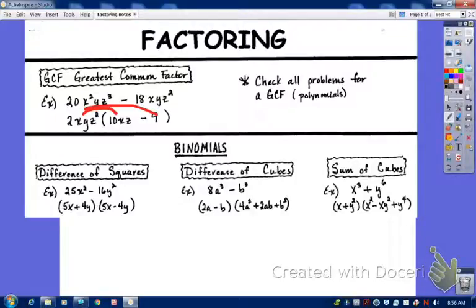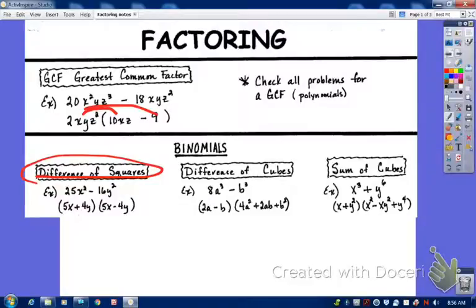Okay, GCF, and we'll look at some problems together. We're just going to go over the 4 different types of factoring. All right, if you have a binomial, there are 3 different binomials that we're going to know how to factor. The first one is the difference of squares. 25x squared is a perfect square, and 16y squared is a perfect square. Okay, and they're separated by a minus sign, so that's called the difference of 2 perfect squares.